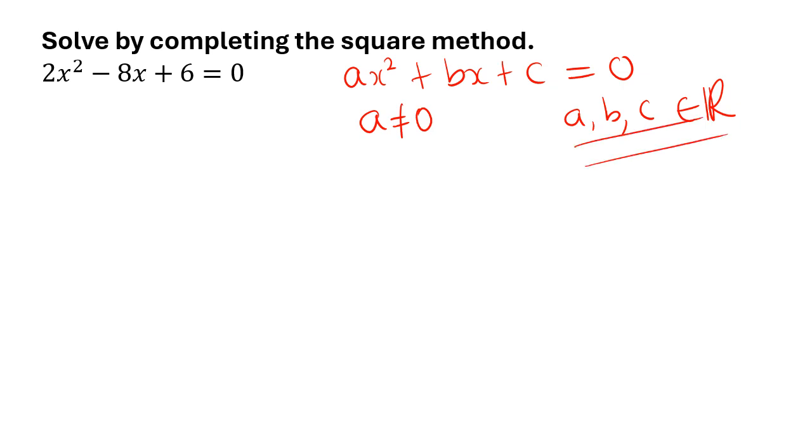Let's go. Coming here, I know that a is 2, b is -8, and c is positive 6. These are the numbers I'm using. The first step is to isolate the constant term, which is the number 6 right here. So we're going to move it to the right-hand side by subtracting 6 from both sides of the equation.